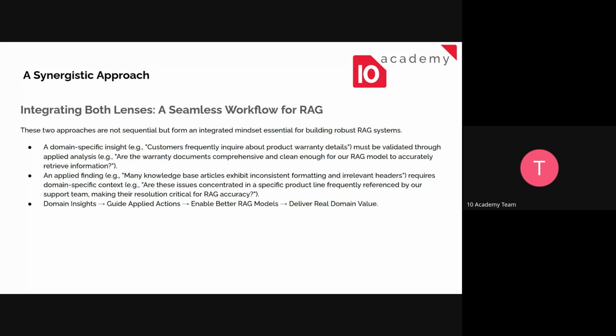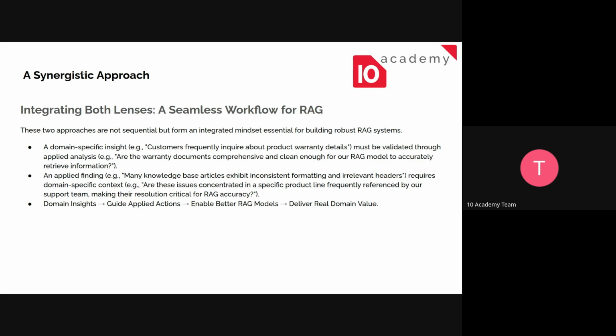Okay. So integrating both lenses gives a seamless workflow for RAG. These two approaches are not sequential, but from an integrated mindset they are essential for building robust RAG systems. The domain-specific insight, for example: customers frequently inquire about product warranty details. So it must be validated through applied analysis. Are the warranty documents comprehensive and clean enough for our RAG models to accurately retrieve information?